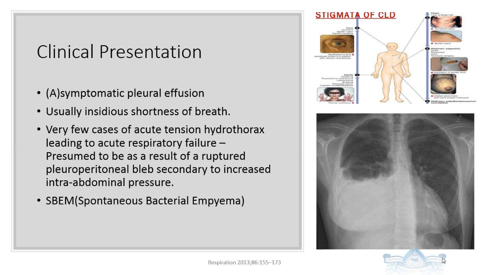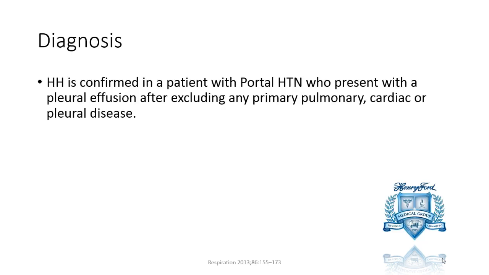And similar to spontaneous bacterial peritonitis, there's also a concept called spontaneous bacterial empyema or spontaneous bacterial pleuritis. We'll talk about that in the next few slides. So again, to diagnose a patient with hepatic hydrothorax, this patient must have portal hypertension, and we need to exclude that they don't have any underlying heart failure or primary pulmonary disease that can cause the effusion, or a pleural disease.